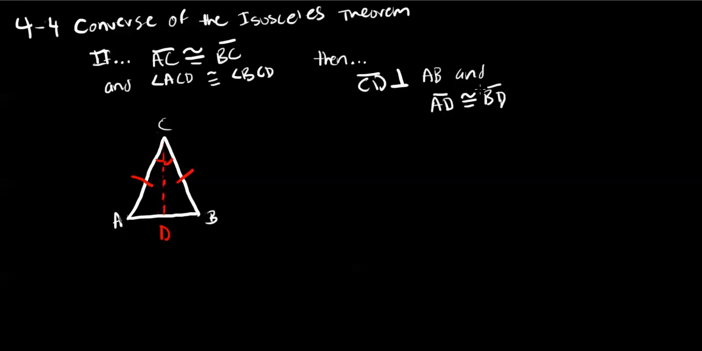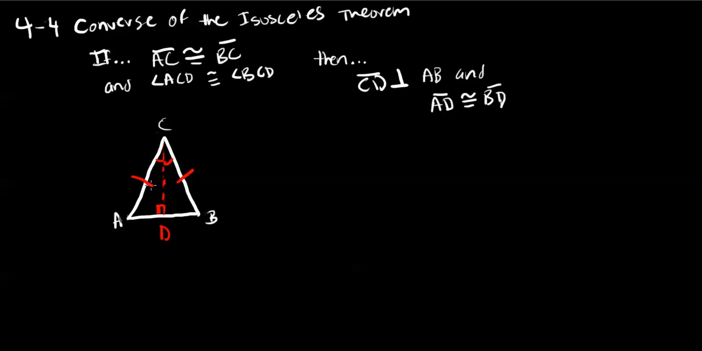The next theorem we're going to look at is theorem 4.5. This theorem states if a line bisects the vertex angle of an isosceles triangle, then the line is also the perpendicular bisector of the base. So here in our example, we can see that line AC is congruent to line BC, and angle ACD is congruent to angle BCD. And we can see that there is a line that bisects the vertex at C.